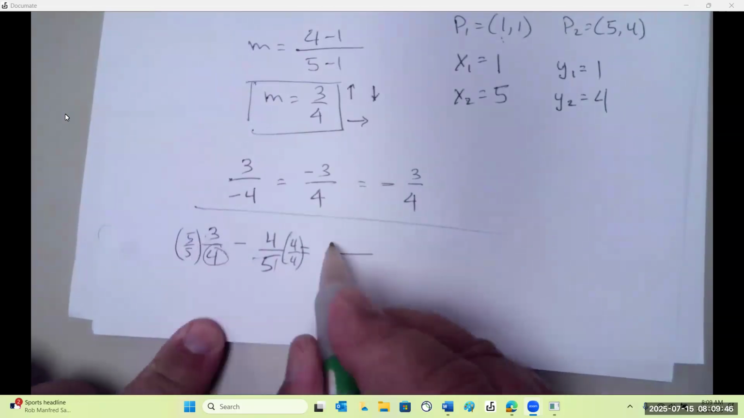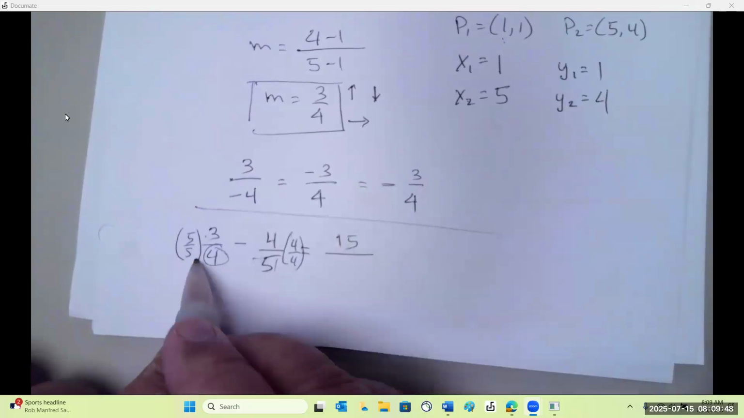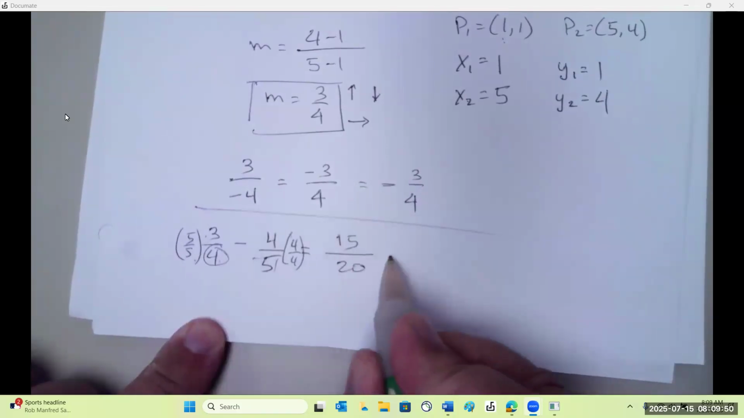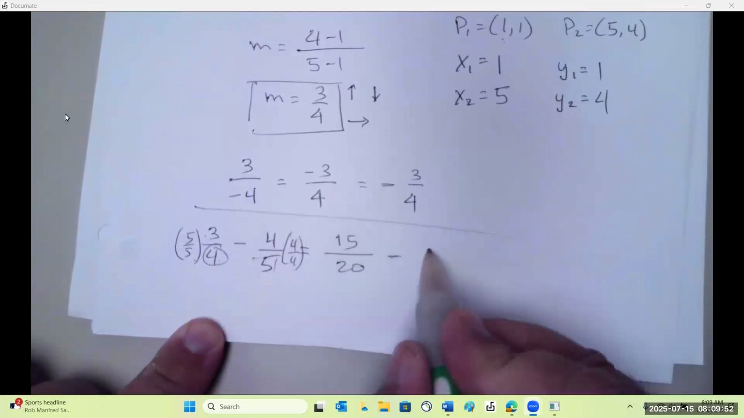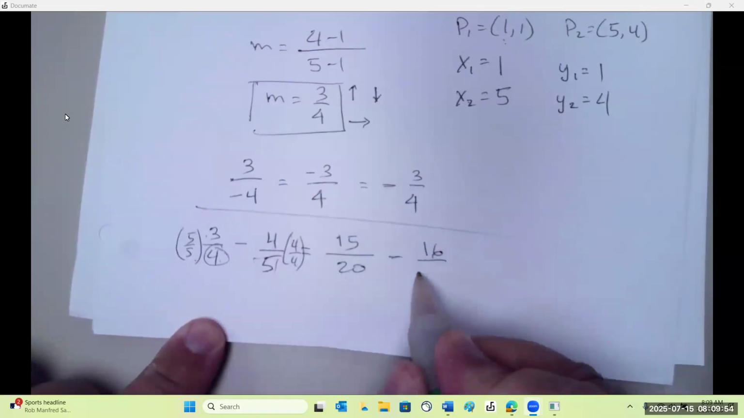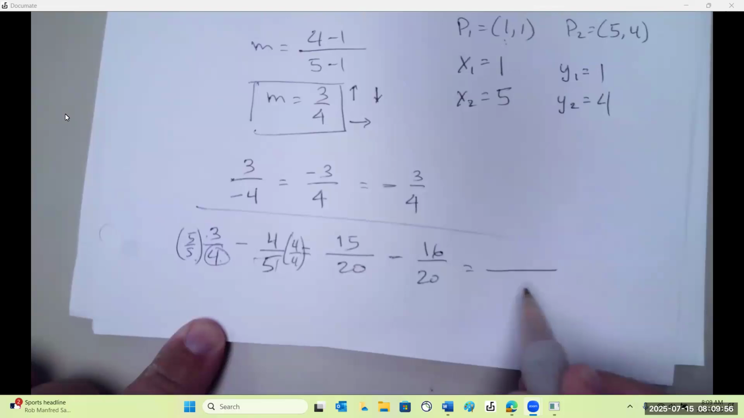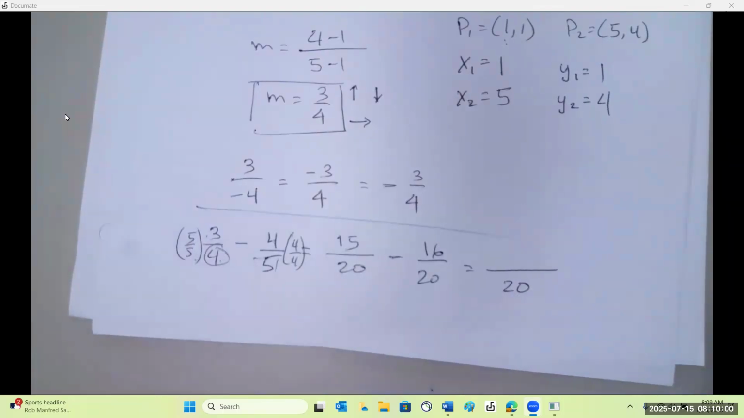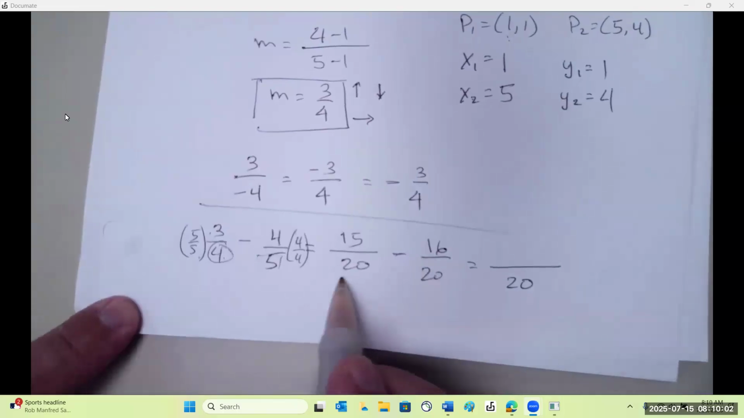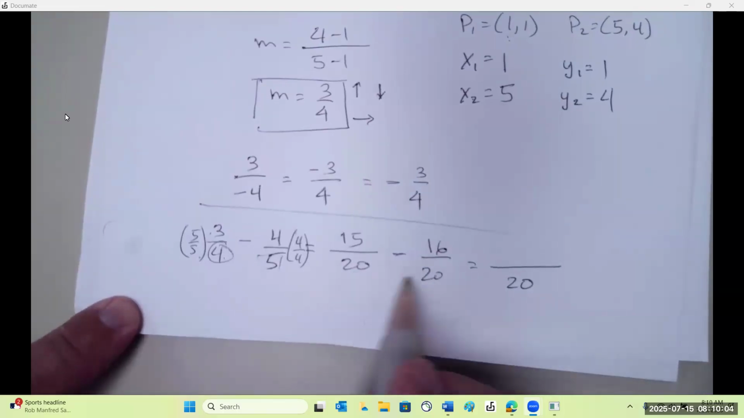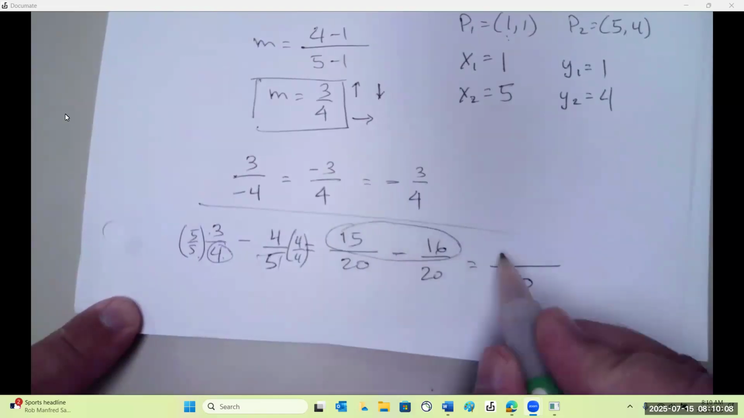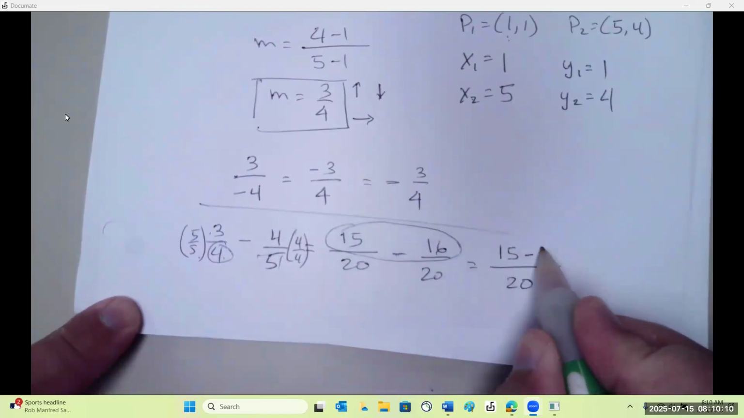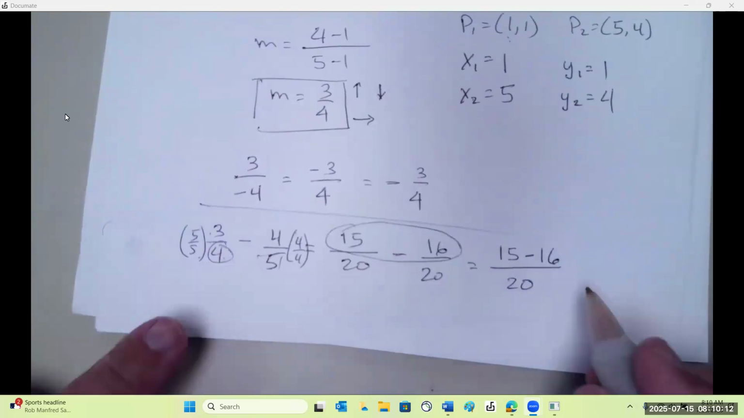So 5 times 3 is 15. 5 times 4 is 20. Minus 4 times 4 is 16. 5 times 4 is 20. Once you have a common denominator, I put that. You notice there's neither a negative, nobody's a negative here. Once you have that, then the top number has the sign.